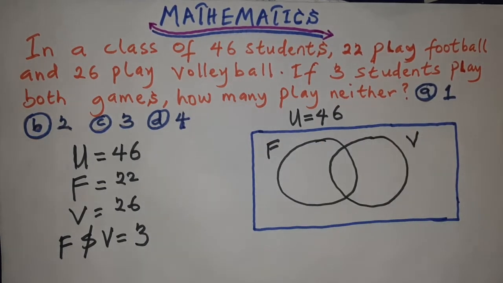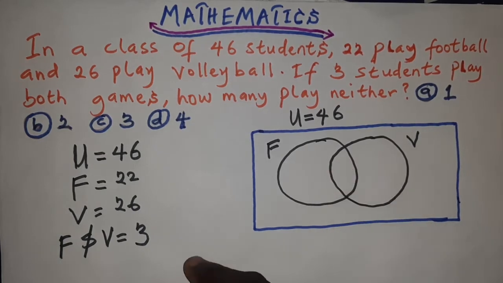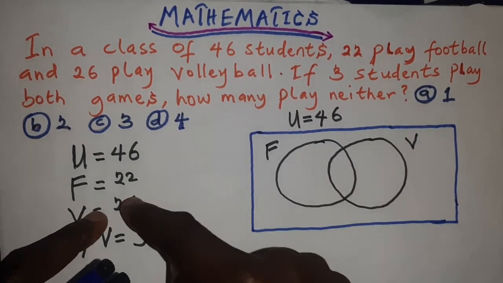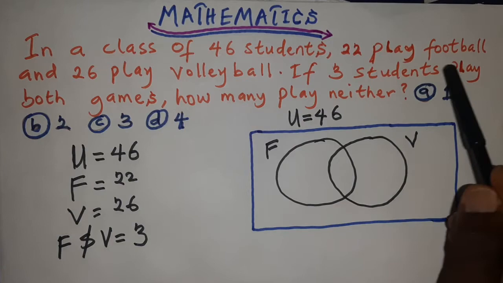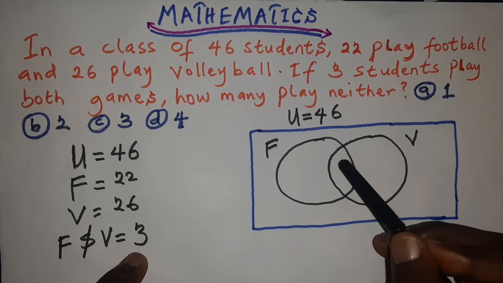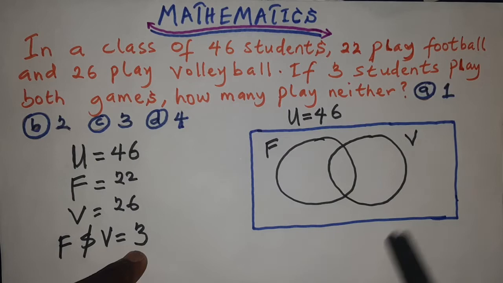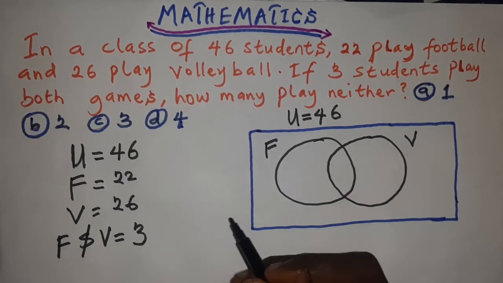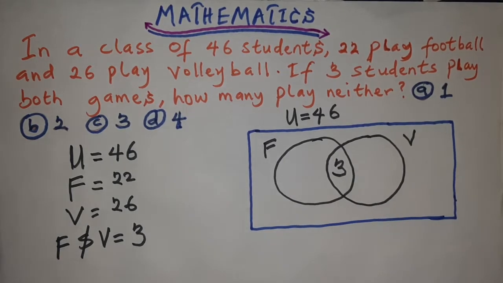But in Venn diagram questions, the correct way to start solving any question involving Venn diagrams is to start from the point of intersection. Start from the center, followed by this one, until I'm done with the question. So since it said 3 students play both games, I have to start from the center here. I'm fixing 3 there because this is the point of intersection where we have the number of students that play both football and volleyball. So 3 stays in there.